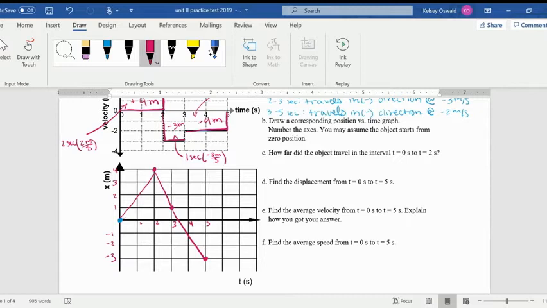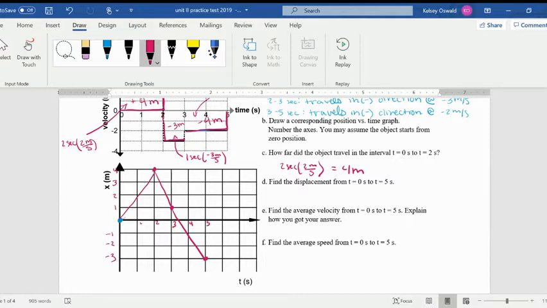All right. So then for C, we want to see how far the object travels in 0 to 2 seconds. We already found this. Okay. We said if we're moving for 2 seconds at 2 meters per second, that told us we're traveling 4 meters. And that's what we found when we did our area of our velocity time graph.